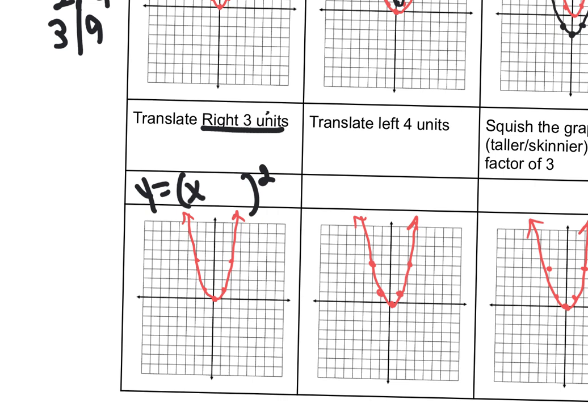The 3 is going to be inside of the parentheses. We're going right 3, and if we are going right 3, that means we are going to have a minus sign in here. It seems a little backwards, but if we're going in the positive direction, that sign inside of the parentheses is actually going to be negative. So it'd be x minus 3.